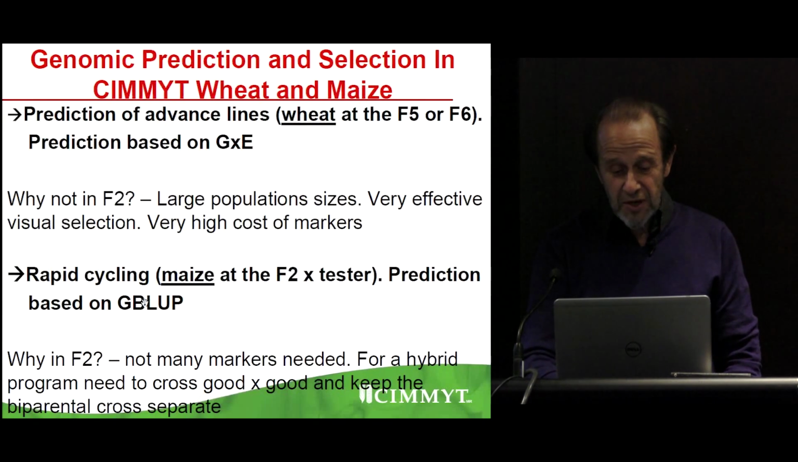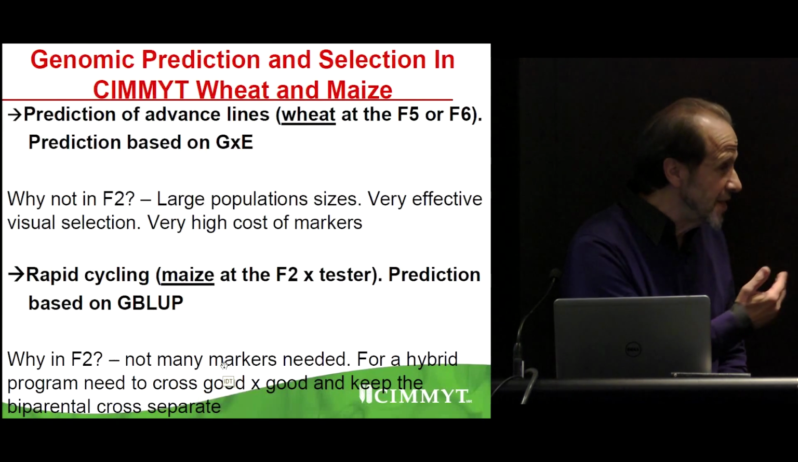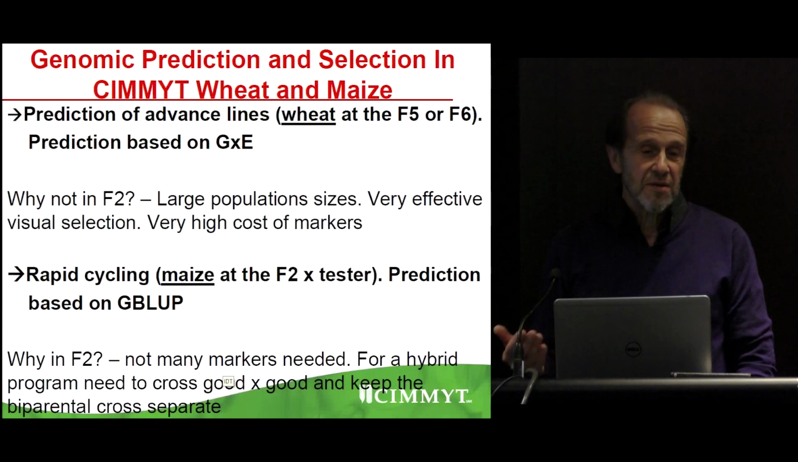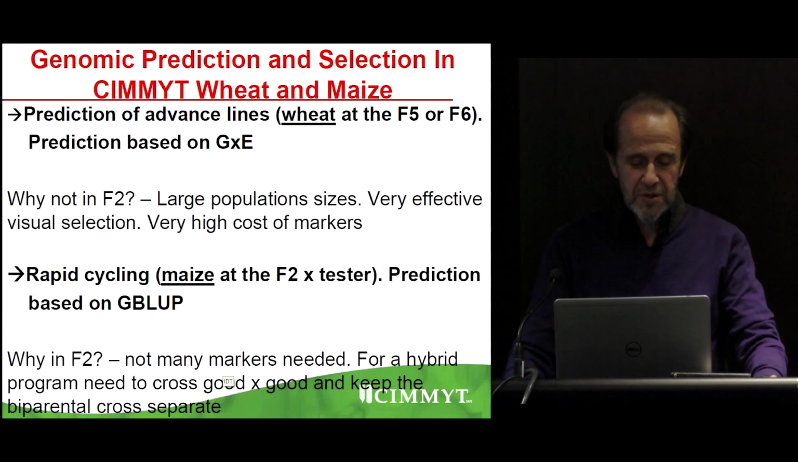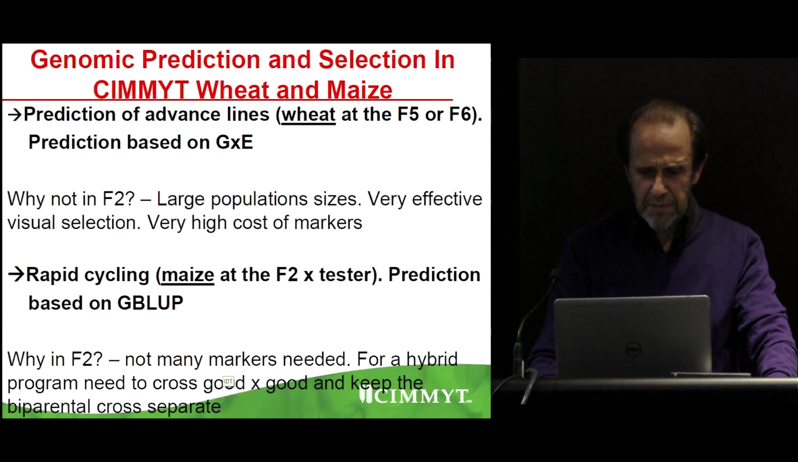Why F2? Because not many markers are needed, and the F2 will have maximum LD between the markers and the QTL, so you have a great opportunity to do a good prediction and a rapid cycle.